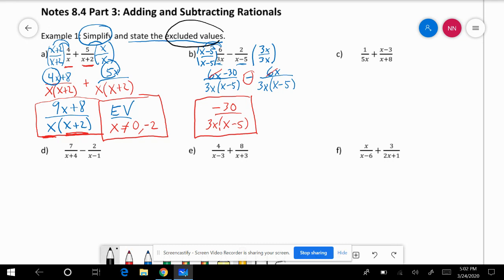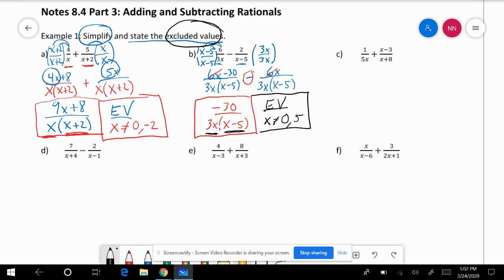Our excluded values, once again, are what make the denominator 0. So right here, what would make it 0 would be 0. Remember, all monomials are always 0. Monomials meaning one term. And with this one right here, the number we plug into x to make it 0 would be 5, because 5 minus 5 is 0. That's how we state our excluded values.